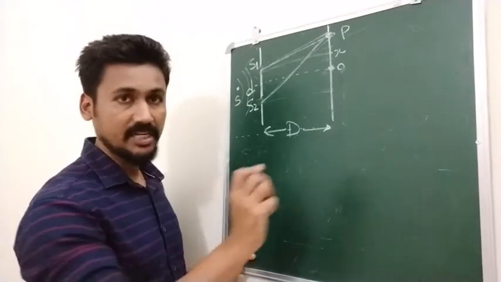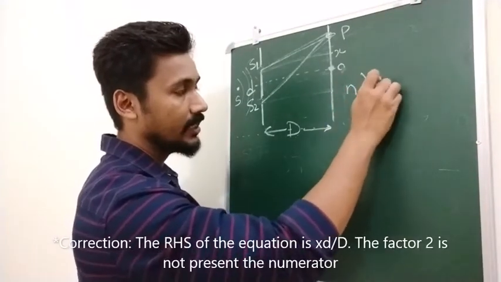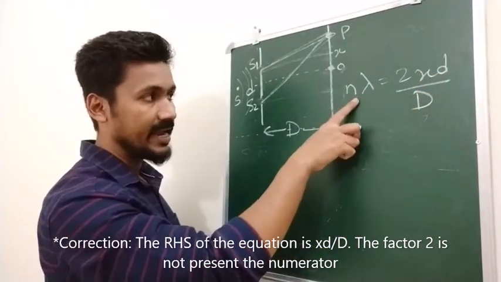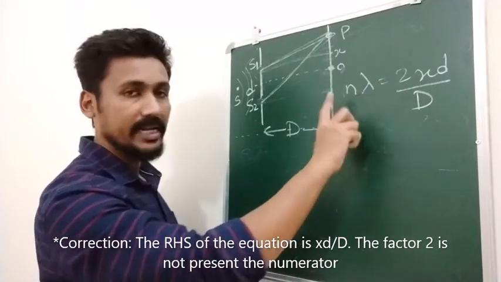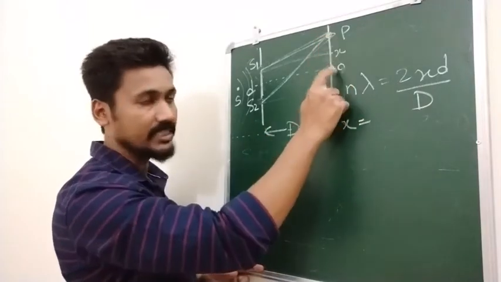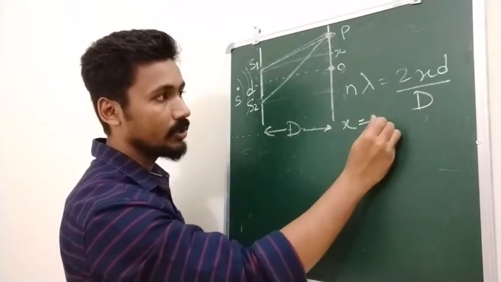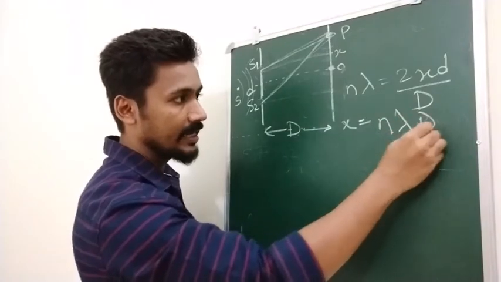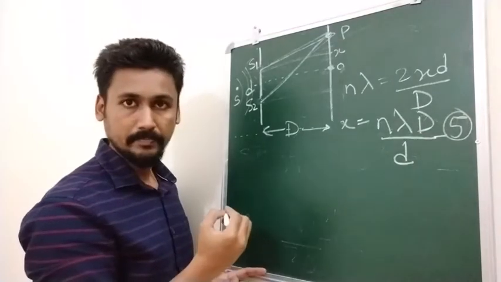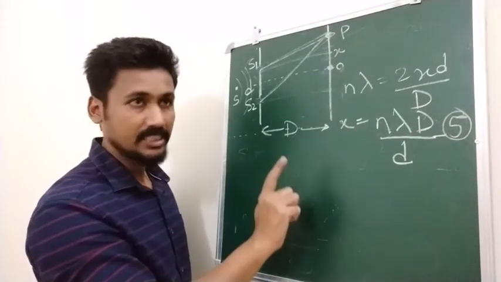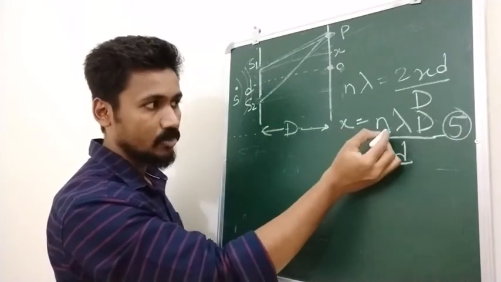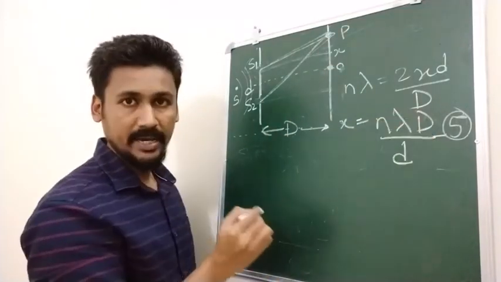So here is the equation that we got. We got n lambda is equal to xd by capital D. Okay, n lambda gives the path difference. Or you can rearrange this and say, therefore, x is equal to, this x is the distance from the center of the screen. Small x will be equal to n lambda capital D by small d. Let us call this equation number 5. Okay, x gives the distance of point P from the center of the screen, which is given by the formula n lambda capital D by small d.